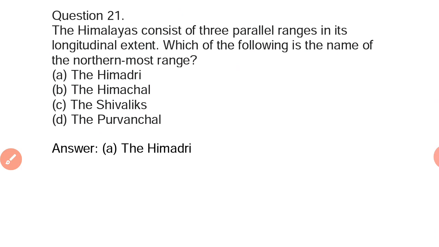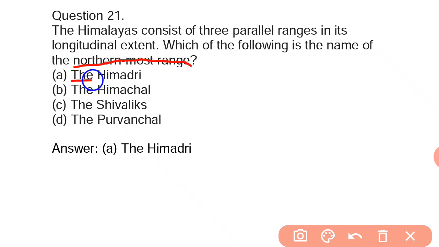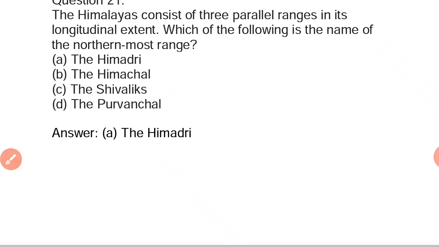Next question. The Himalayas consist of three parallel ranges in its longitudinal extent. Which of the following is the name of the northernmost range? Option A Himadri, option B Himachal, option C Shivaliks, option D Purvanchal. Right answer is option A Himadri. Next question.